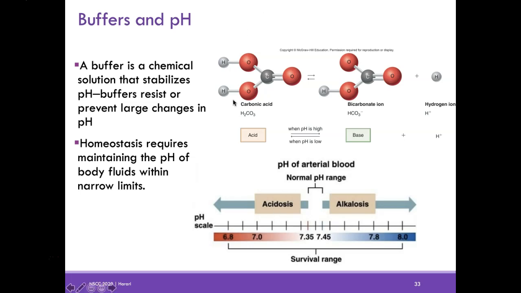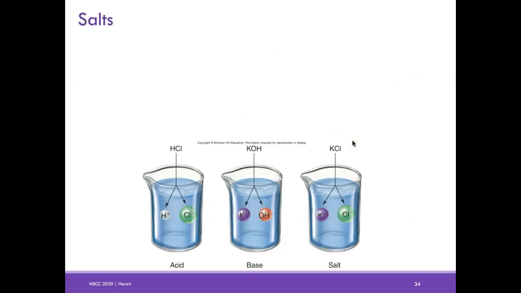But a buffer is something that can act as an acid or a base. So when the pH is high, then what do we want? Do we want an acid or a base? If the pH is too high, right, then we want an acid. We want to give up more H pluses. So the bicarbonate buffer system can act as an acid when the pH is too high, or it can act like a base when the pH is too low. So that's why buffers are really important.